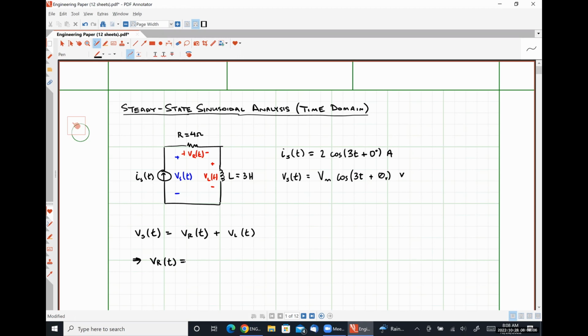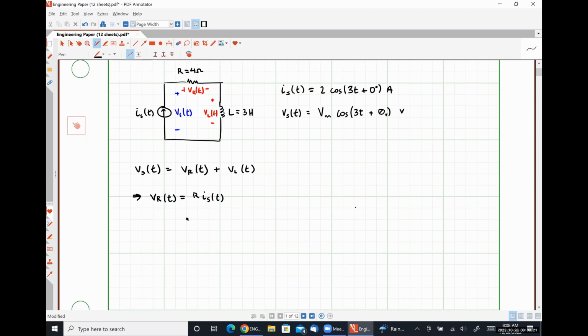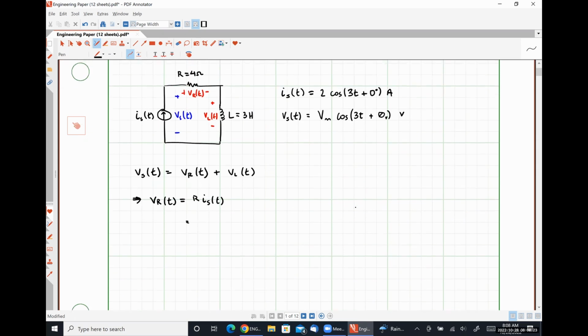Vr of t can be determined just by using good old Ohm's law, right? So that's just going to be R times IS of t, which is going to be 4 ohms times 2 amps. So that's going to look like 8 cosine 3t plus 0 degrees volts.